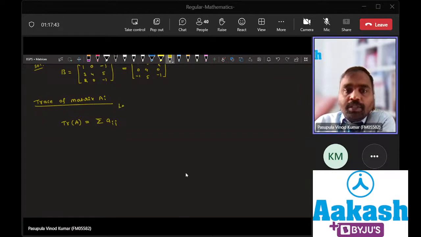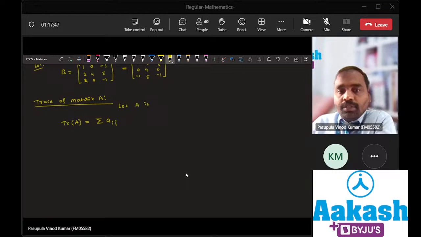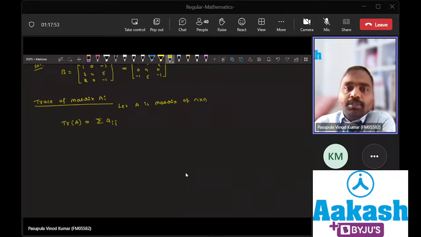Let A be a matrix of order n by n. N by n means A will be a square matrix only, yes or no? Yes, sir. Right. And what is it representing? I is starting from 1 to n.